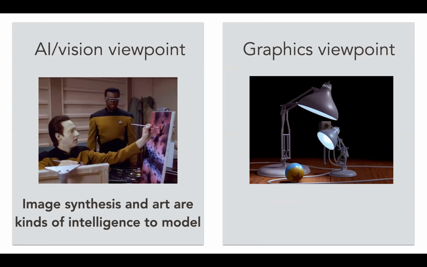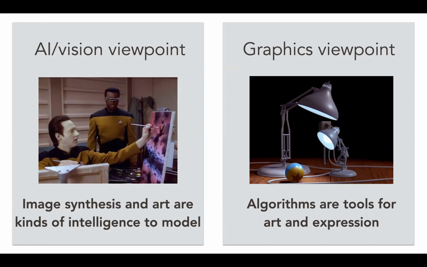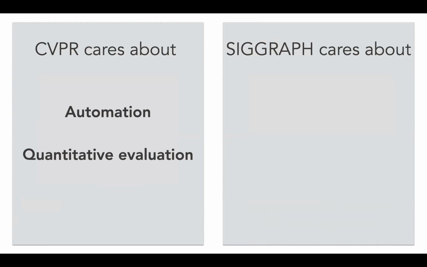And the graphics viewpoint starts from a really different point of view, that algorithms and software are tools for art and expression. A lot of this comes from the SIGGRAPH community's interaction with the games and visual effects community, as well as the fact that a lot of people in graphics have some kind of art background or some connection with the arts. And in all of these fields there is this very strong experience that these pieces of software are ultimately things that people use to create art or to express themselves or communicate with each other. And so what this means, to some extent, is that the CVPR publication process cares about automation and quantitative evaluation, whereas SIGGRAPH cares a lot more about user control and the visual qualities of the results.